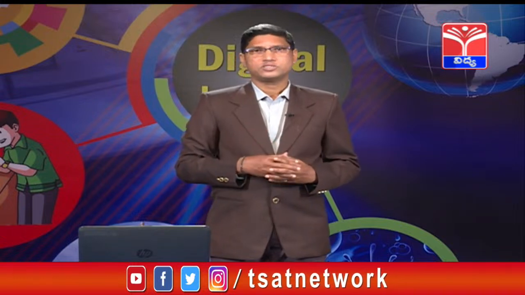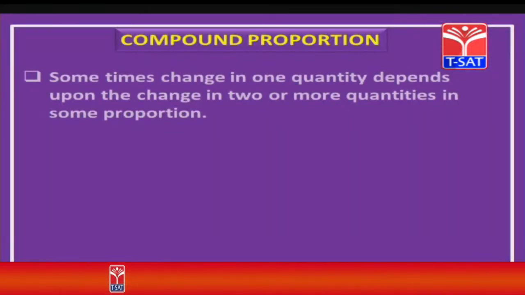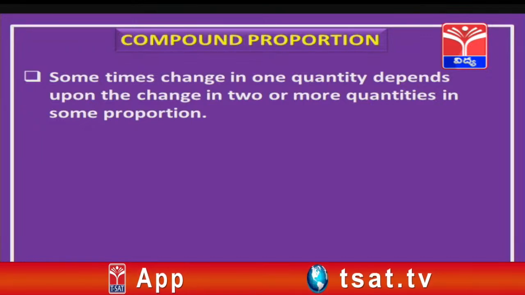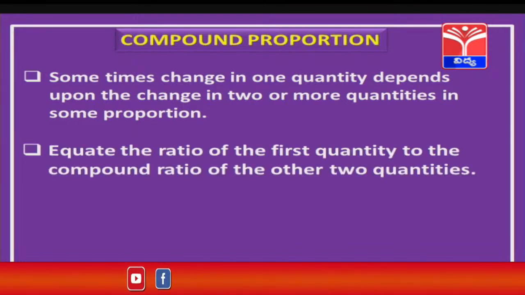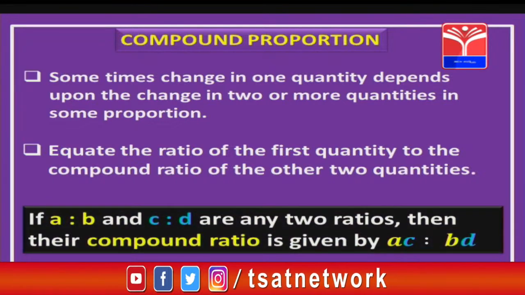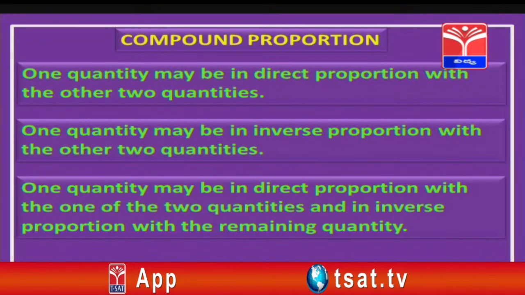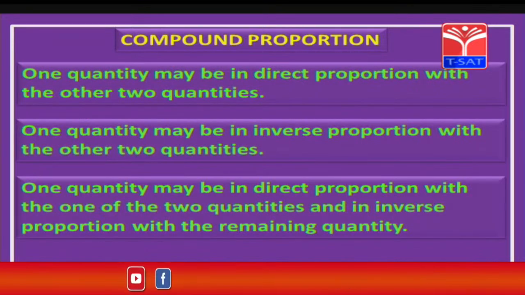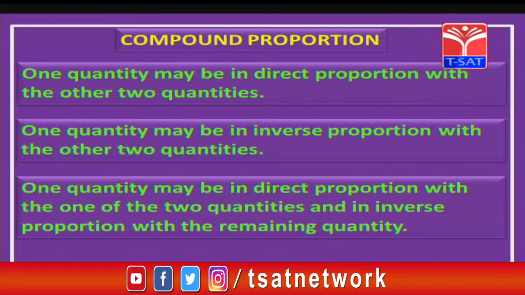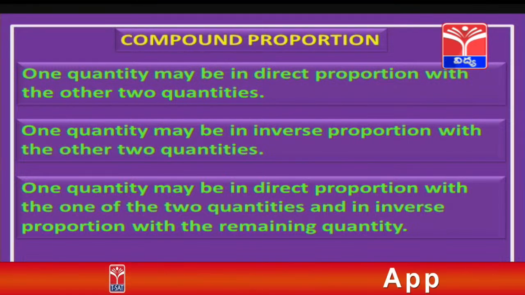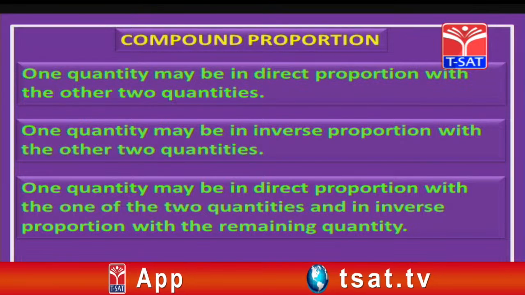Now let us move on to our next concept, that is compound proportion. So sometimes the change in one quantity depends upon the change in two or more quantities in some proportion. Equate the ratio of the first quantity to the compound ratio of the other two quantities. That is, if A is to B and C is to D are any two ratios, then their compound ratio is given by AC is to BD. Now one quantity may be in direct proportion with the other two quantities, and one quantity may be in inverse proportion with the other two quantities, and one quantity may be in direct proportion with the first one and inverse proportion with the second one. So these are all the situations for compound ratio.